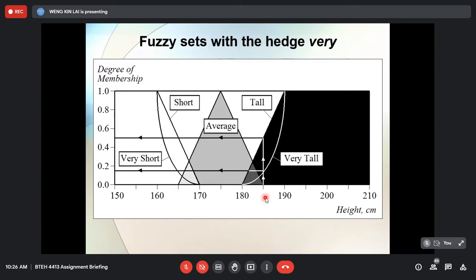Earlier on, we talked about someone with a height of 185 cm. My height is 185 cm, so therefore it will be 0.5 membership for tall. You see here?